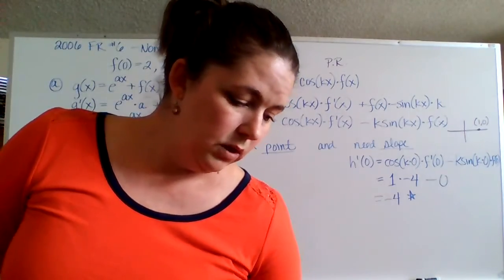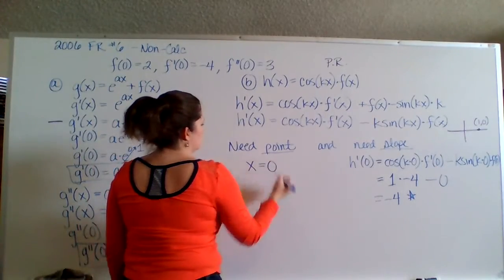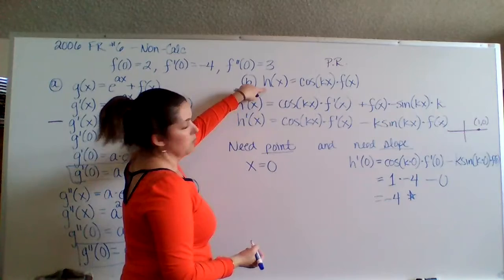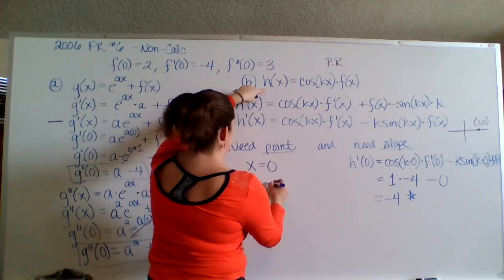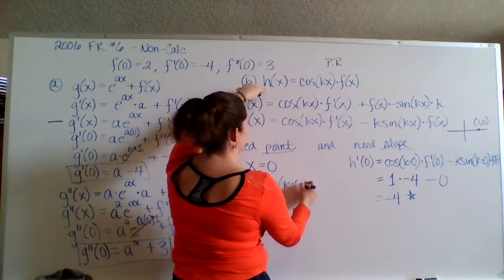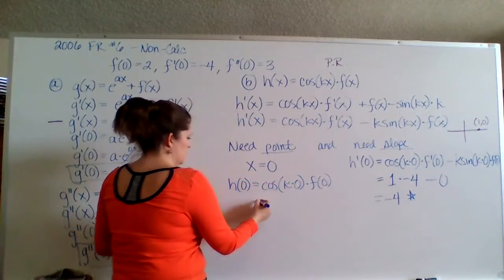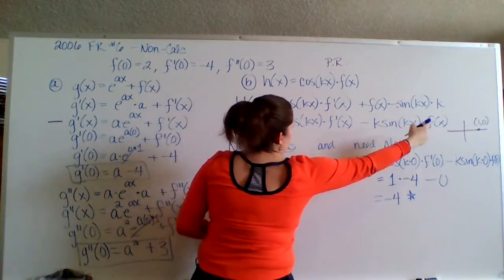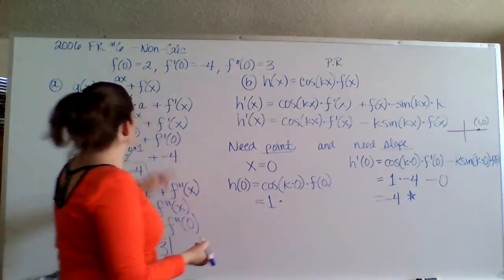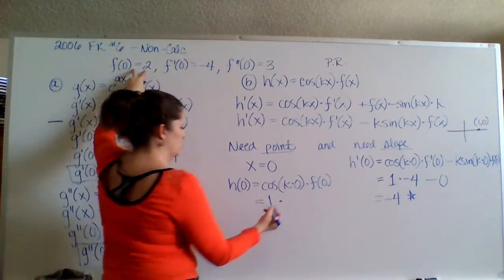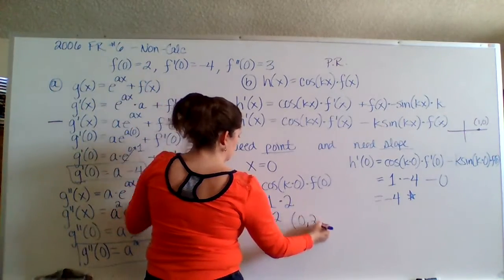So we know the x value. We know our x value is 0, but we don't have the y value. So don't we find the y value by using the original h rule? So h of 0 equals cosine of k times 0 times f of 0. Well, we just did k times 0 be 0, and cosine of 0 over there on our little picture gave us the exact value of 1. And f of 0, they gave us at the beginning of the problem, was 2. And 1 times 2 would give me 2. So my point is (0, 2).